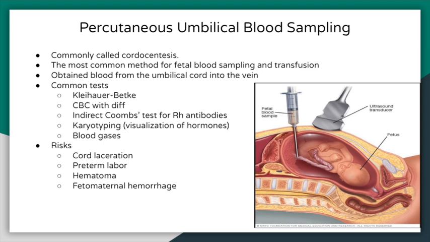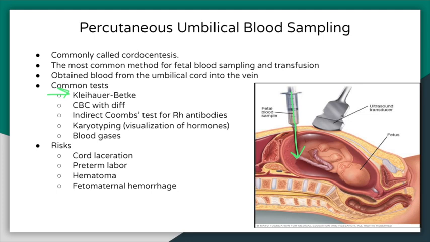They actually put this needle right here through the abdomen, through the uterus, through the membranes, and go into the umbilical vein. That's our goal here. It just sounds so precise. What we're testing for is Kleinhauer-Betke. Kleinhauer-Betke is a test that we do to see if there's any fetal blood in the maternal system.